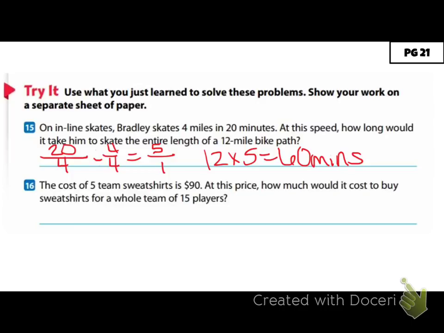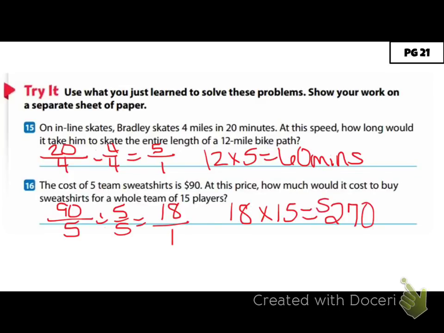Number 16, the cost of 5 team sweatshirts is $90. At this price, how much would it cost to buy sweatshirts for a whole team of 15 players? So we need to know the price of one sweatshirt. So we do $90 over 5, and then we're going to divide both sides by 5. 90 divided by 5 gives us 18. 5 divided by 5 is 1. So we're going to take $18 per sweatshirt and multiply that by 15. When we multiply those together, we get $270. So it would be $270 for 15 sweatshirts.